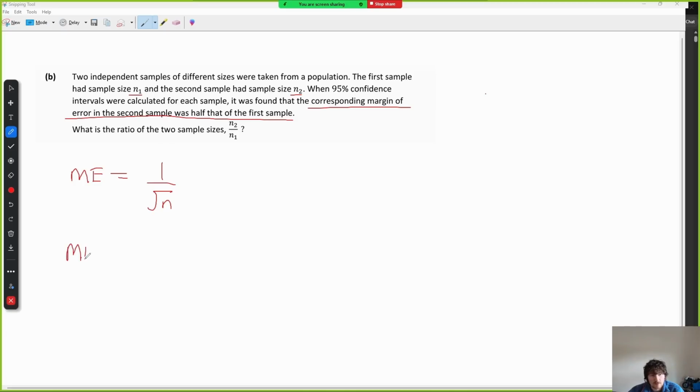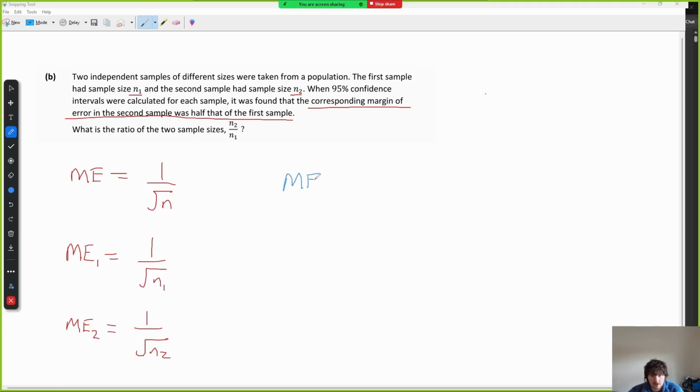So what we have is ME1, and that's your margin of error for the first sample, N1. Hopefully that makes sense to people. And then we can have a margin of error for sample 2, and this will be 1 over root n2. So this is good now because ME1 and ME2 are what they're on about here in this underlined thing in red. So we need to set them equal to one another like this.